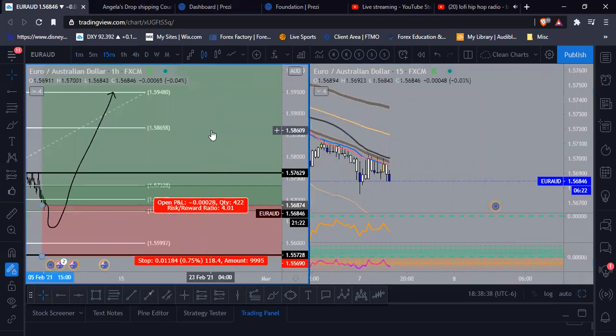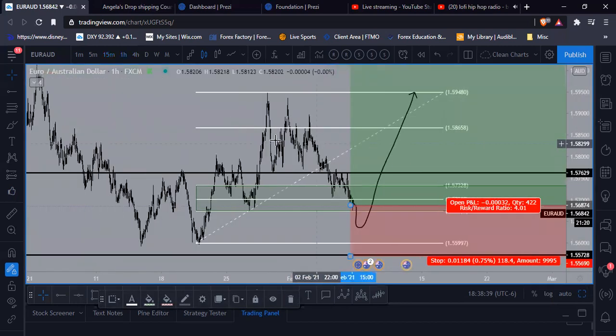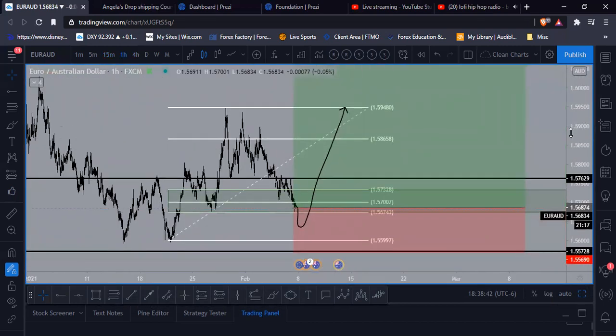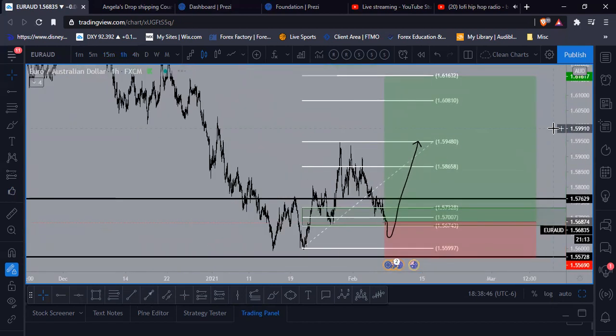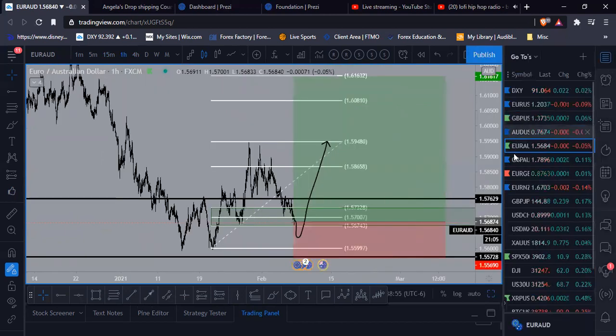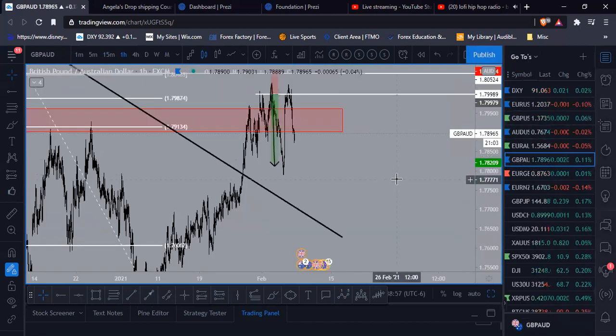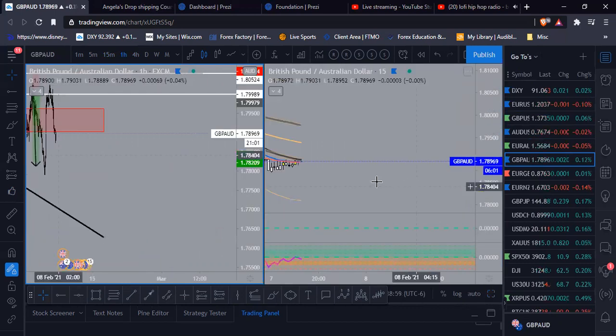But other than that, I'm looking at this more of a swing trade, so I suggest that you risk maybe a little more than 1% of your account, so that if you are holding it, it will be more worthwhile. Okay, so this is for EURAUD. Go ahead and go into GBPAUD. Okay, I thought that was going to happen on GA.